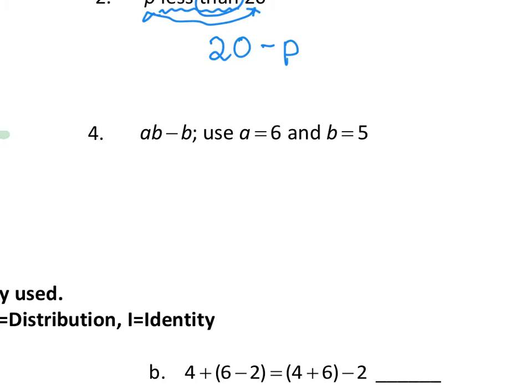All right, for number 4, we want to use a equals 6 and b equals 5. And this time my expression is ab minus b. Don't forget, when you have two variables next to each other, that always implies multiplication. Substitute the 6 for the a, the 5 for the b, and then minus another 5 for the second b. Order of operations, we want to multiply first. That will give me 30 minus 5. And then 30 minus 5 is 25, and it's completely simplified now.